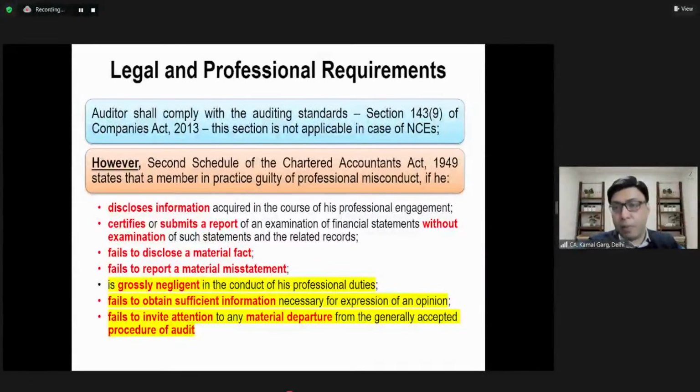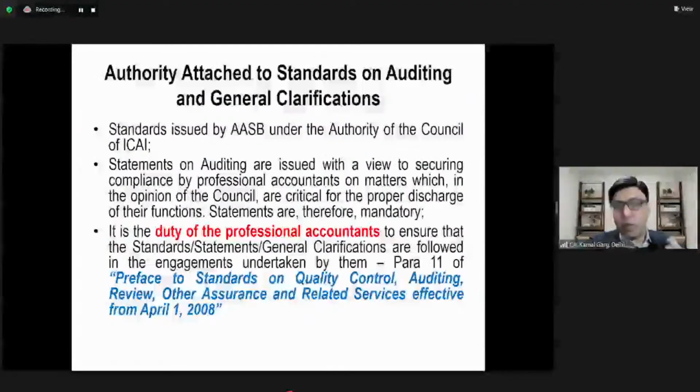So these three slides I skipped. One slide which is still left is this one. In April 2008, the Institute of Chartered Accountants of India issued the Preface to Standards on Quality Control, Auditing, Review, and Other Assurance Standards. If you see the last paragraph, highlighted with yellow and blue fonts, this para 11 of the preface says that it is a duty of professional accountants.